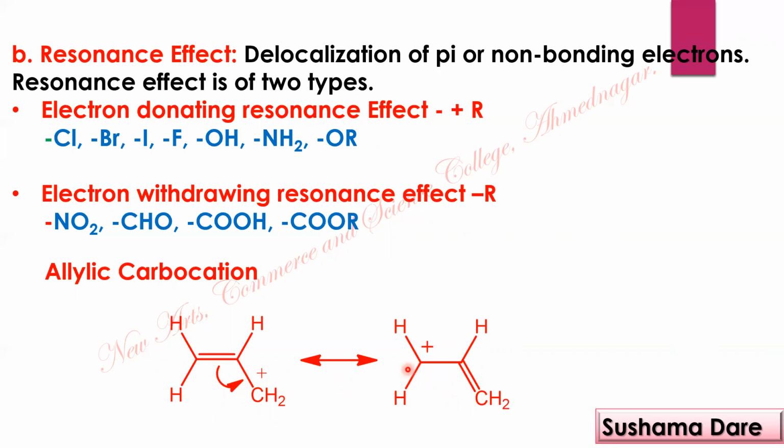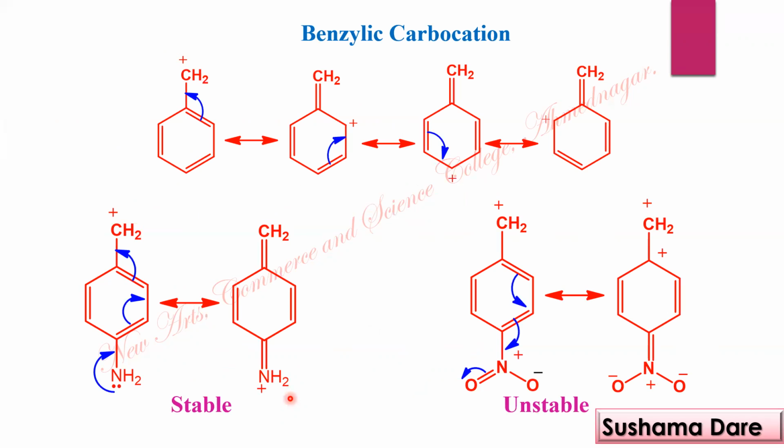If the charge is delocalized, then that structure is always more stable. So the allylic carbocation in this case, though it is a primary carbocation, is still more stable due to electron donating resonance effect. Another type of carbocation is the benzylic carbocation. Now, in the benzylic carbocation, this carbon which is attached to the aromatic ring has a positive charge, so we call this carbocation a benzylic carbocation.